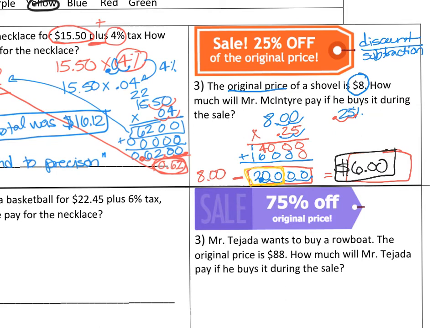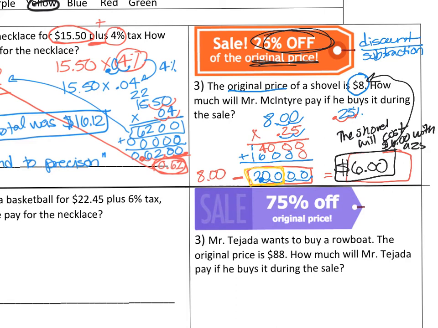It's going to be obviously cheaper because he's getting it at 25% off the original price. So now the shovel will cost $6 with a 25% discount. You guys can write it neater. And if you notice there's no SMP on that one, you don't have to write an SMP.